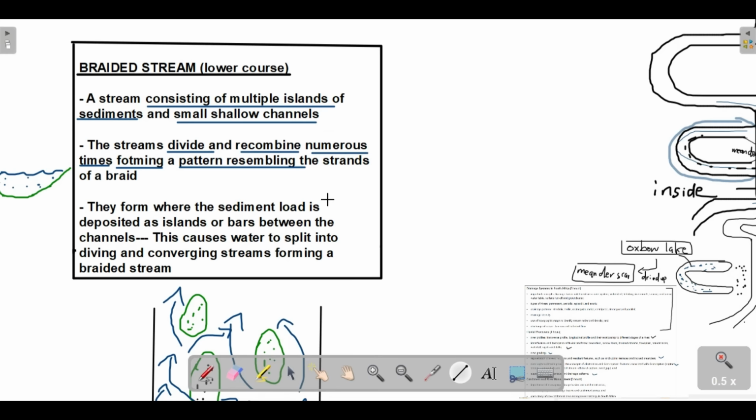Resembling means looking like the strands of a braid. Okay, so that is what we call a braided stream. How do they form?